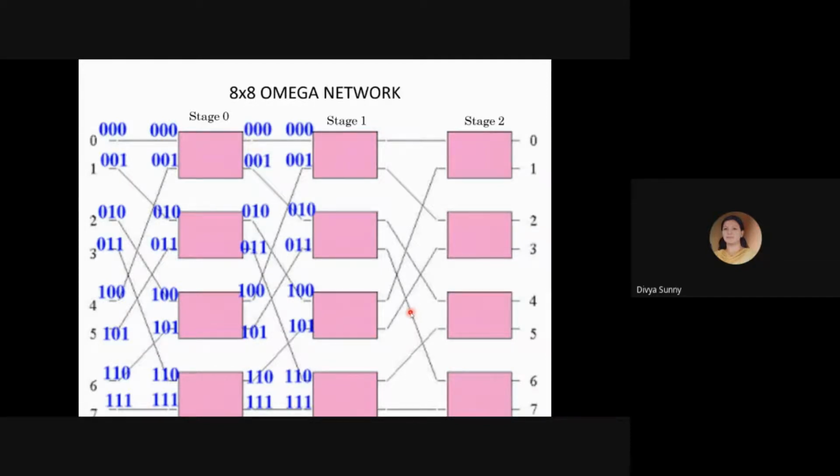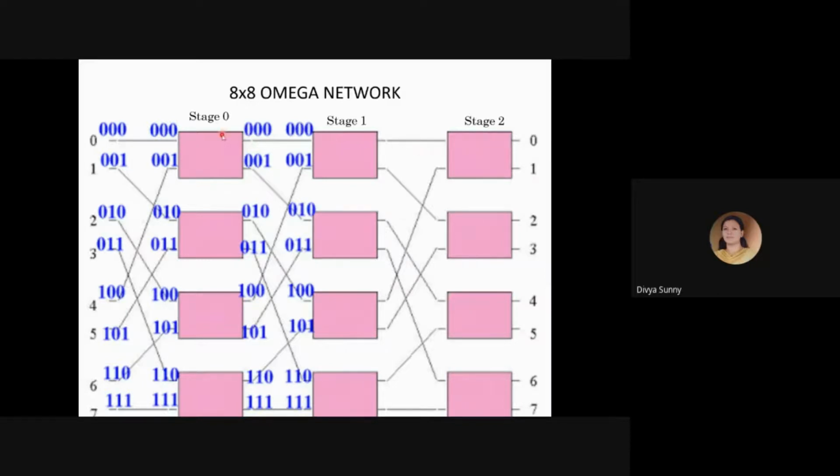Here is the 8 by 8 omega network. Here the inputs are 8. So we need 3 stages, that is stage 0, stage 1 and stage 2. And each stage is having 4 switches: switch number 1, switch number 2, switch number 3, then switch number 4. Okay, so there are 4 switches and 3 stages of switches.